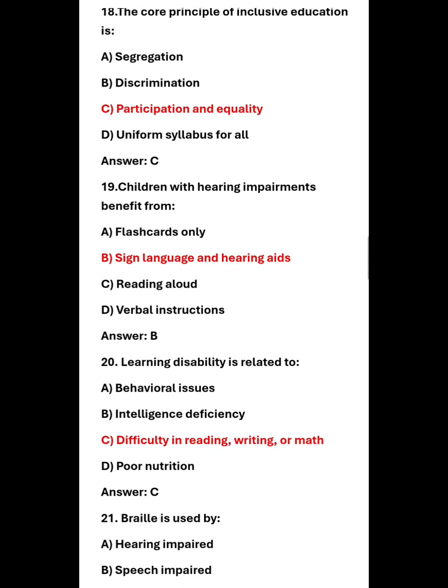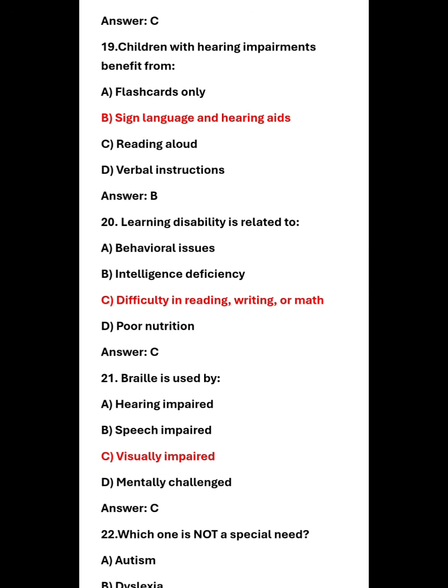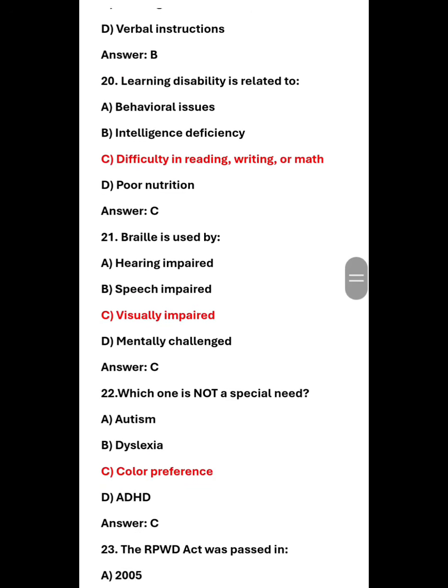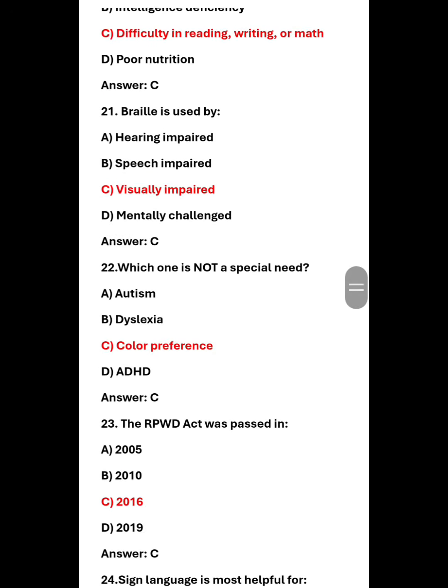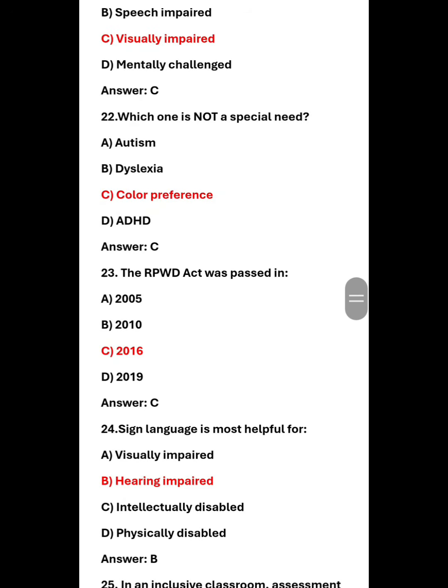Children with hearing impairment benefit from number B, sign language and hearing aids. Learning disability is related to number C, difficulty in reading, writing or math. Braille is used by number C, visually impaired. Which one is not a special need? The answer is number C, color preference.